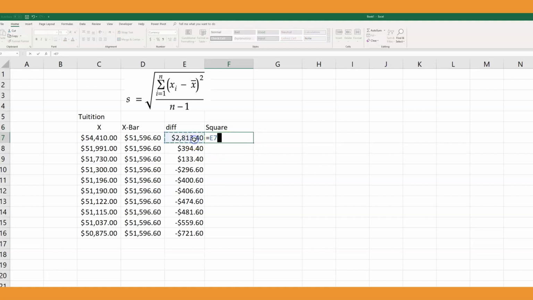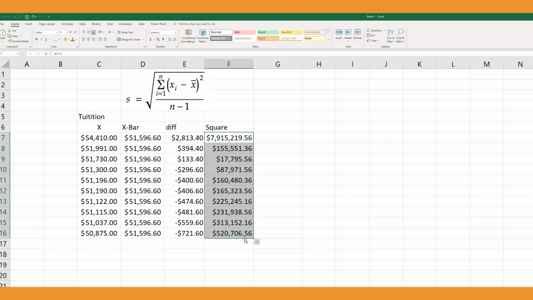So it's going to be this value raised to the second power, which is the caret sign, Shift 6 on the keyboard. Notice we got really large values. That might scare some students, but don't worry about it. That's actually the square for each one of them.